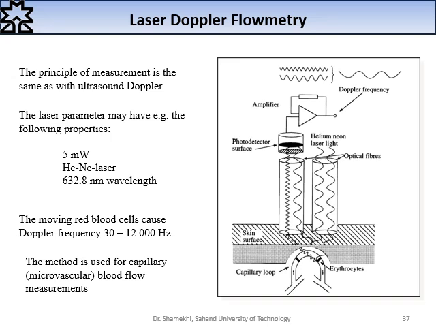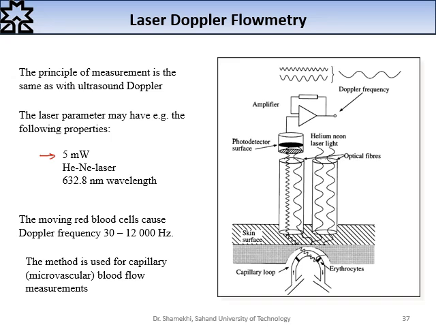Similar to ultrasound, we have such a shift in frequency in laser. Laser Doppler flowmetry is another type of flowmetry based on Doppler, but the basic wave in these flow meters is light, laser light. The principle of measurement is the same as with the ultrasound Doppler. The laser parameters may have, for example, the following properties, as you can see here.